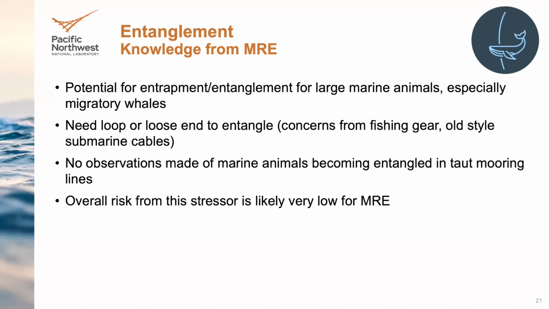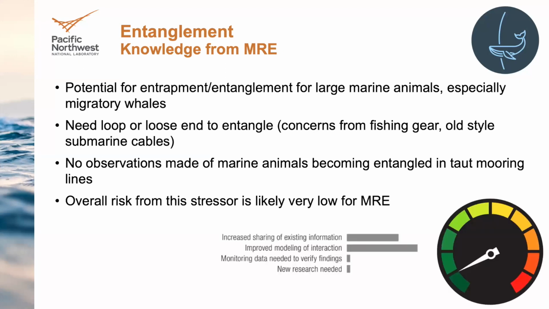Fishing gear continues to be a concern, but we need to think about the fact that it is a loose end or a loop that has to entangle the animal. And the marine renewable energy devices have taut moorings. No one will have a loose enough mooring to entangle an animal. So we think for marine renewable energy, this risk is really, really low. And we need to share the information and perhaps continue to model this kind of interaction. If you think especially about having a single mooring line, it's really quite difficult to envision a scenario where that occurs, where entanglement occurs.